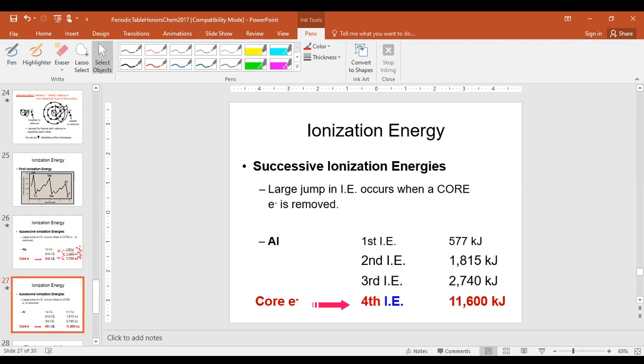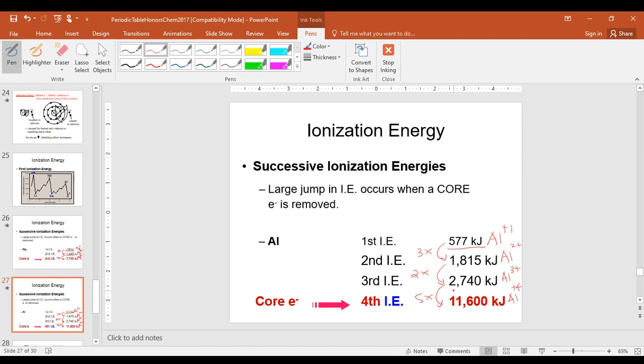We see something similar with aluminum. Here, removing the first electron takes about 577 kilojoules, which forms Al+1. Removing a second electron, we have about a 3 times increase. This is Al+2. Removing a third, it's about a 2 times increase. This is Al+3. Remove a fourth. This is about a 5 times increase. This is Al+4.